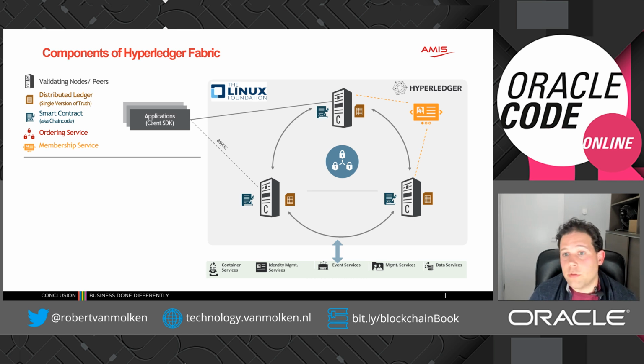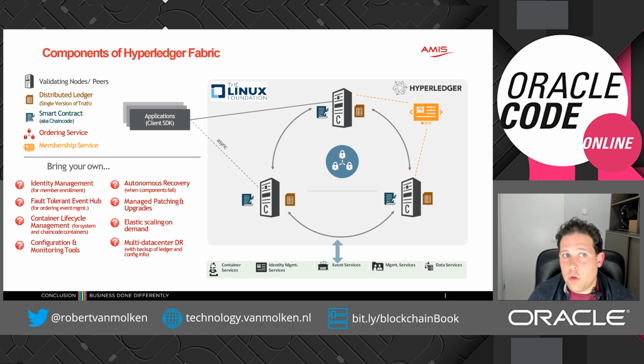Then we have an ordering service in the middle. The ordering service handles the consensus mechanism. So it collects all the votes on the transaction, and then it knows what the majority is saying, and it allows for committing the transactions and reaching consensus. Then we have a membership service, and with the membership service we can create users or organizations that are part of the network, and it allows for role-based authentication and access control lists.